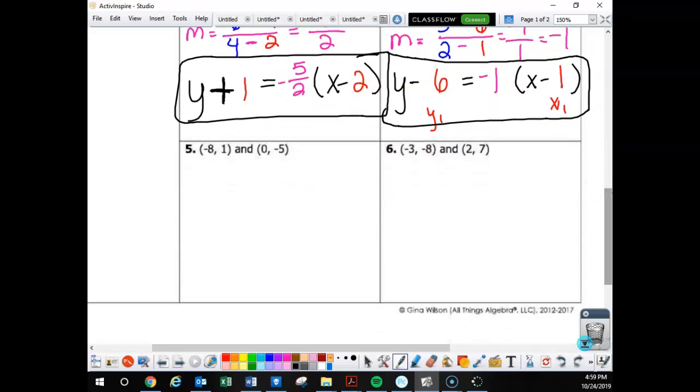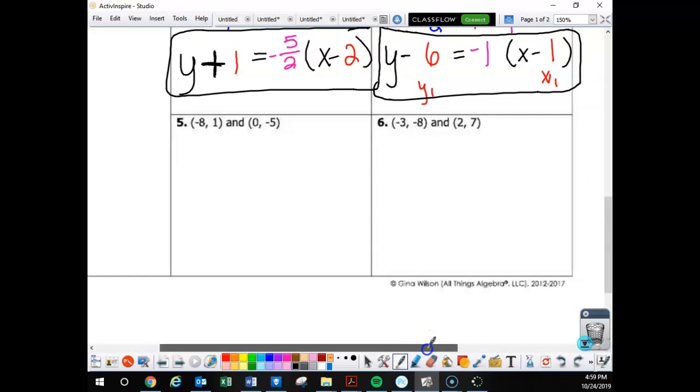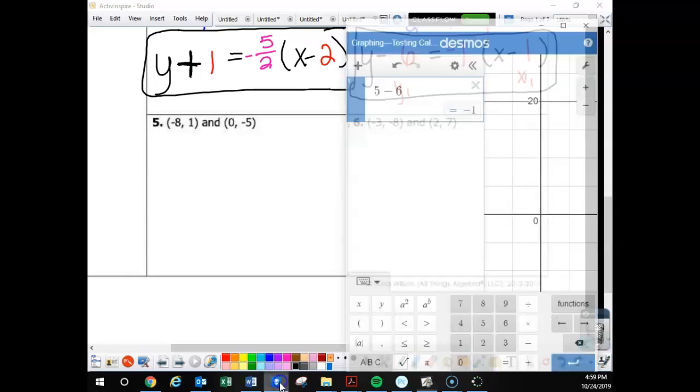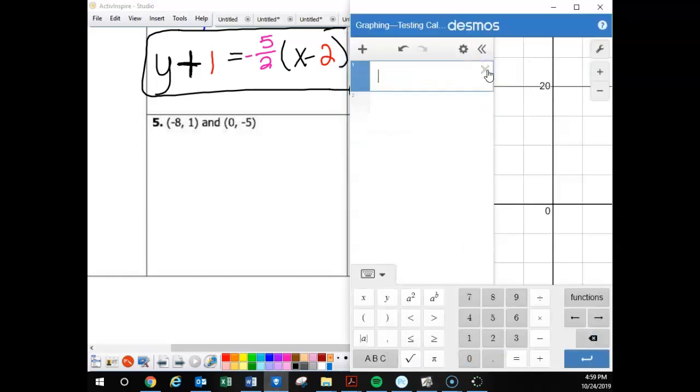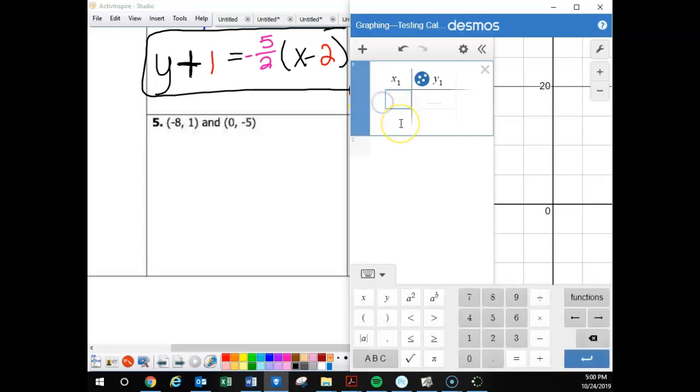So for number 5, on Desmos, there's a way that I can figure out the equation of that line without really having to do a lot of work. So if you open up Desmos, please pay attention and do this as I'm doing it because you will need to be able to do it. The first thing you're going to do is click the plus, and you're going to add a table. Now, you're going to put these side by side next to each other.